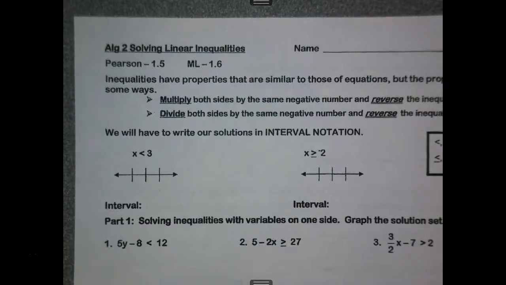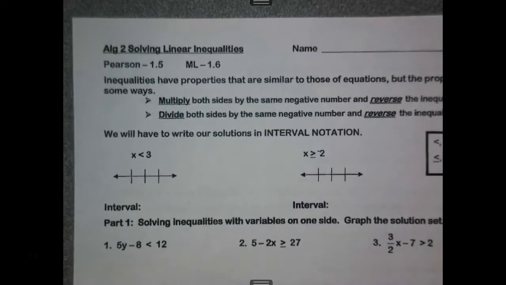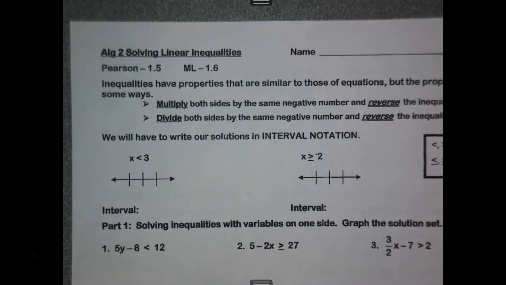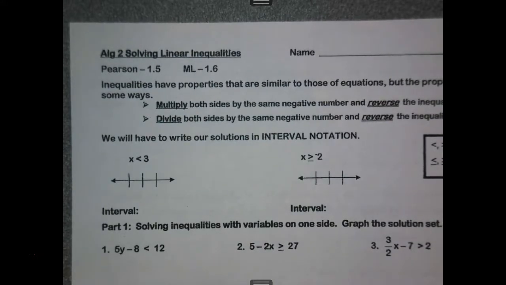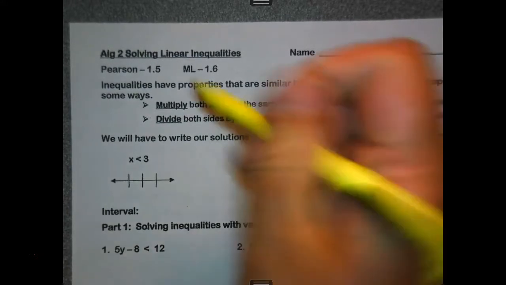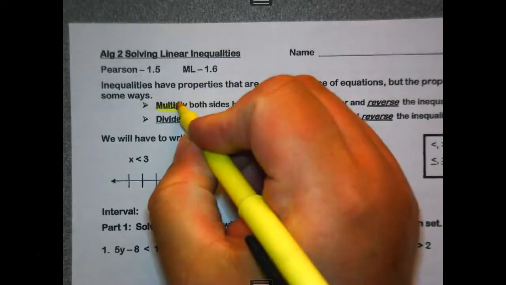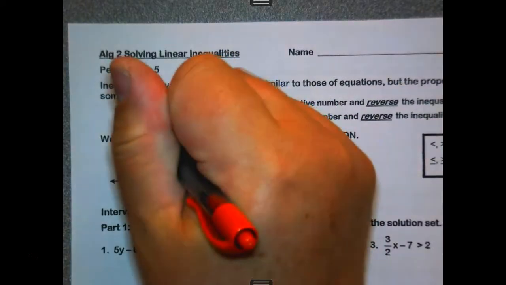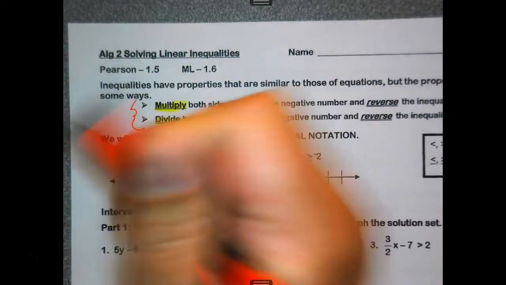This section, 1.5, is all about solving inequalities, graphing them, and putting them into interval notation. Just to recap, one thing you have to be careful about when you're solving inequalities is when you multiply or divide by a negative number.